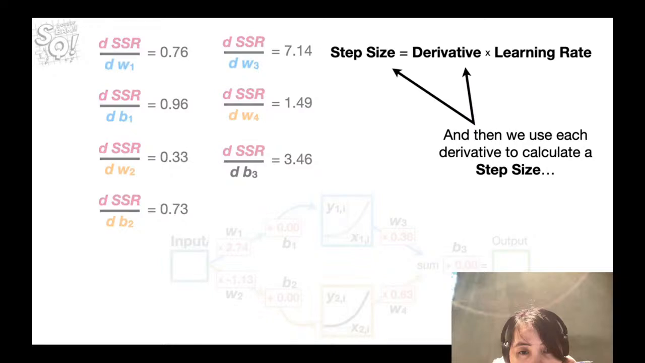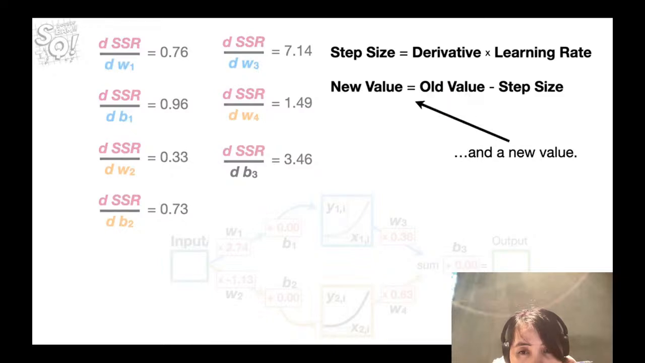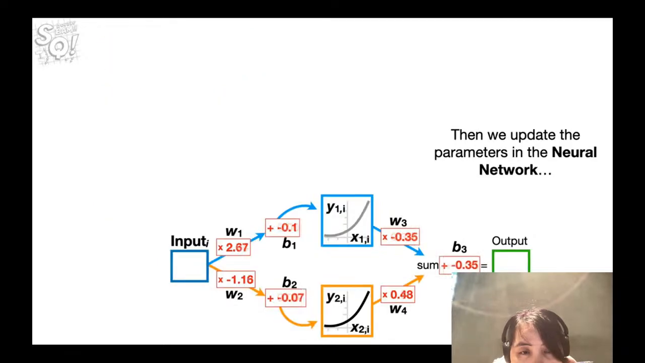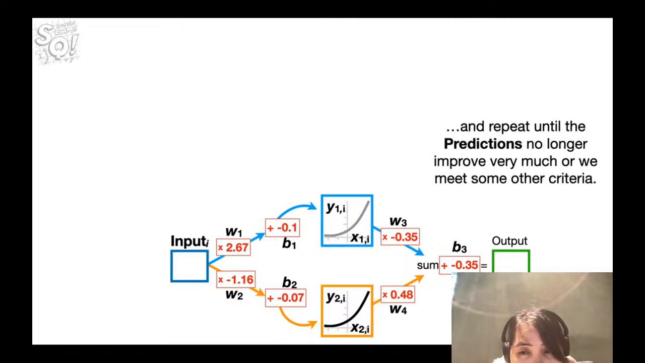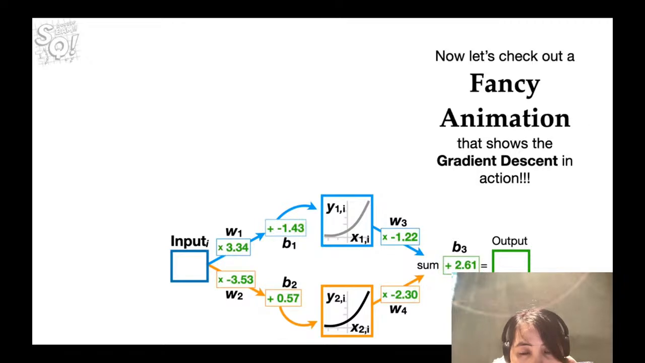And then we use each derivative to calculate a step size and a new value. Then we update the parameters in the neural network, and repeat until the predictions no longer improve very much or we meet some other criteria. Now let's check out a fancy animation that shows the gradient descent in action.